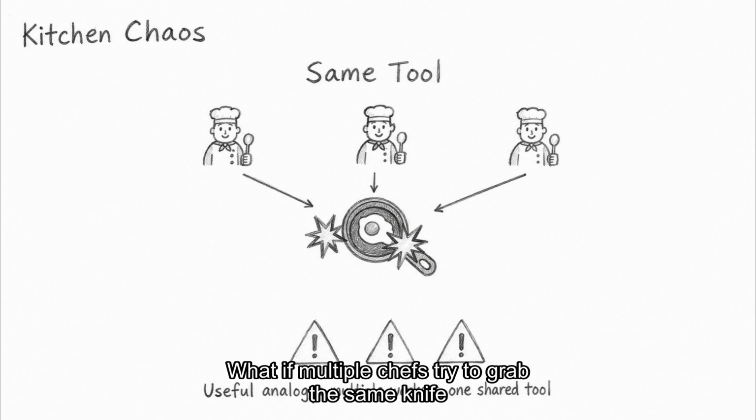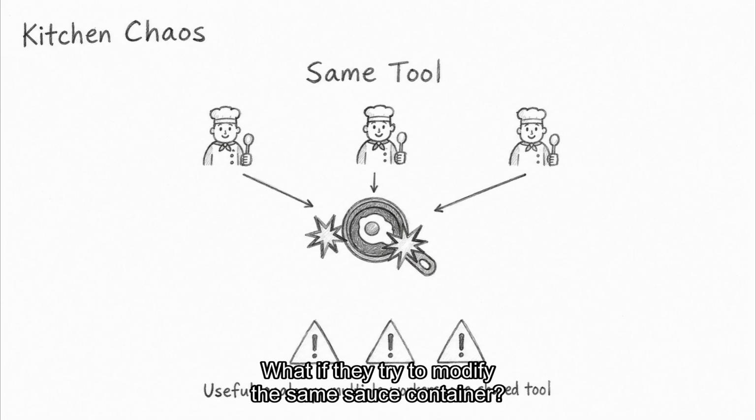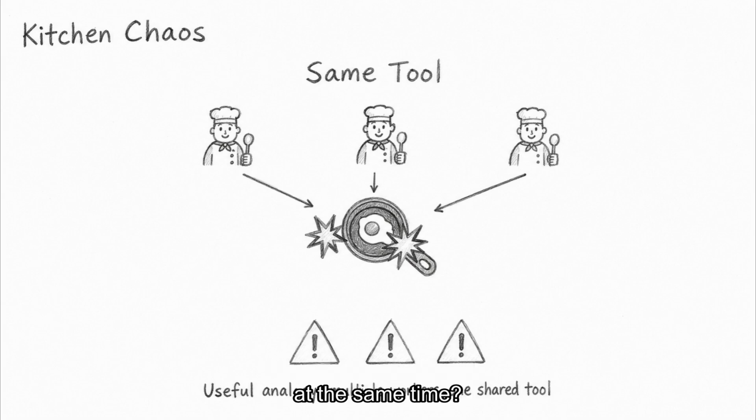What if multiple chefs try to grab the same knife at the same time? What if they try to use the same pan at the same time? What if they try to modify the same sauce container? What if they try to mark the same order sheets at the same time? At this point, the kitchen can become chaotic.